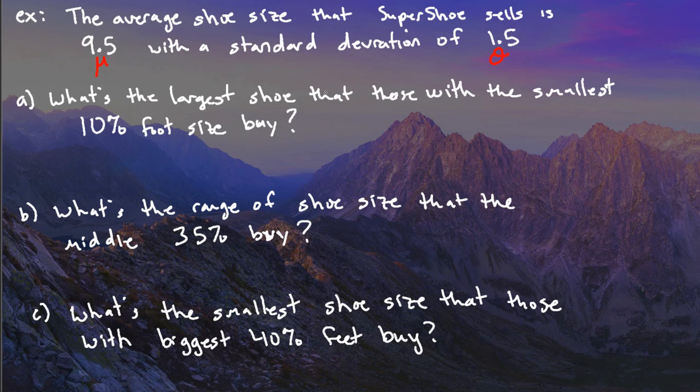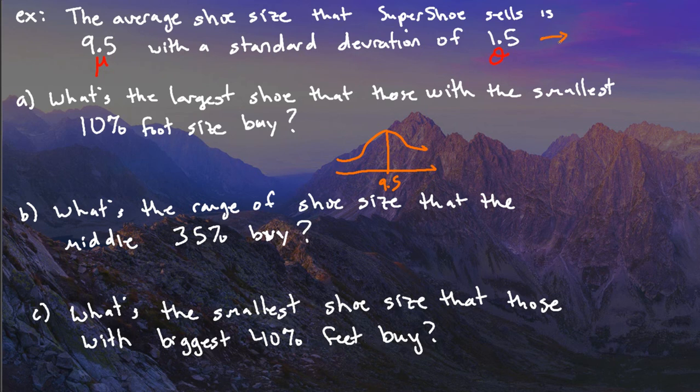So what is the largest shoe that those with the smallest foot, 10% foot size, buy? A big trick is even understanding what the question is asking, so it is essential to take that moment and think about it. The average shoe size that Super Shoe sells is 9.5. So 9.5 is in the middle. That's the average, with a standard deviation of shoe size of 1.5.